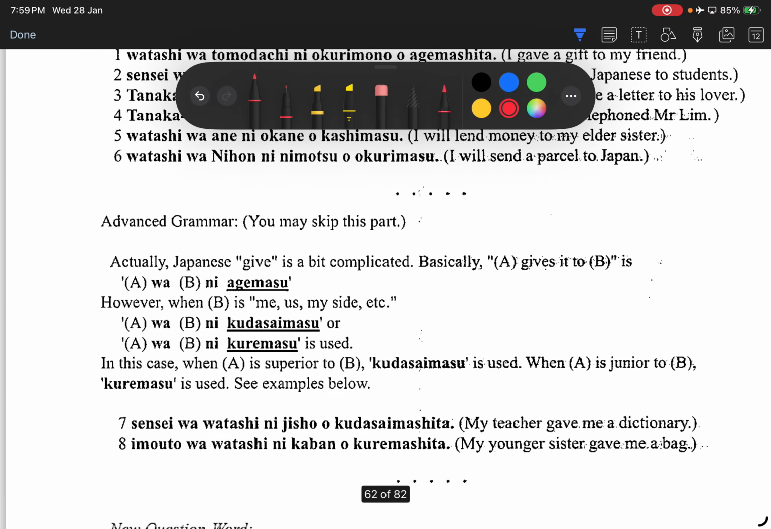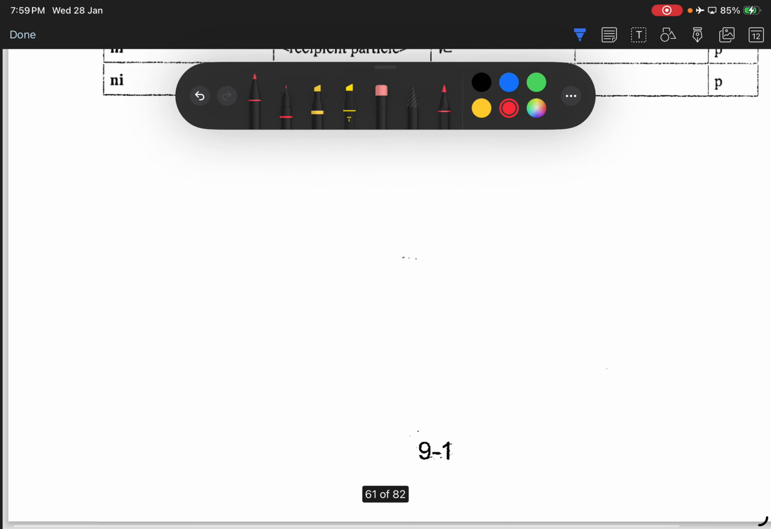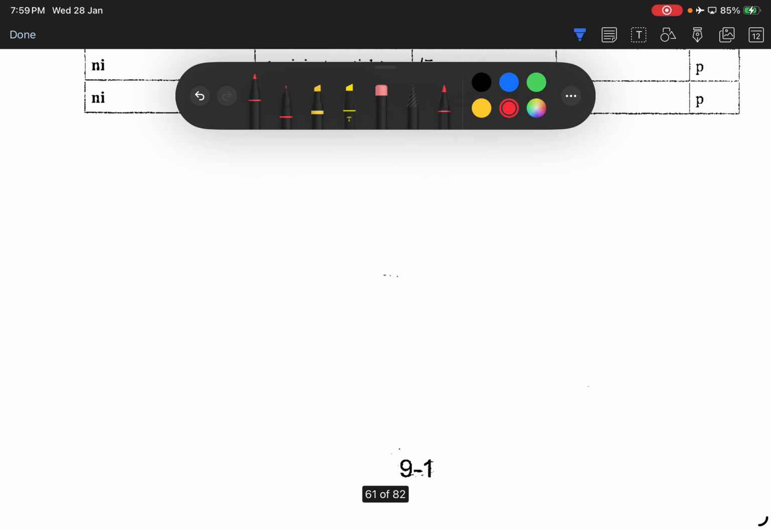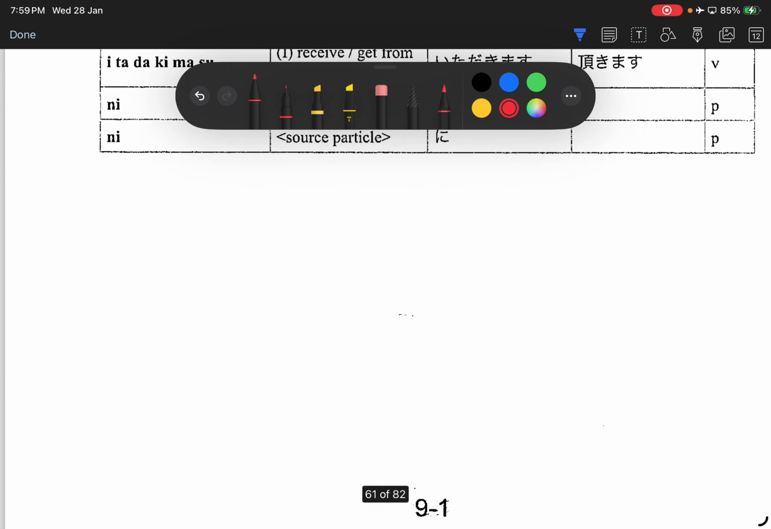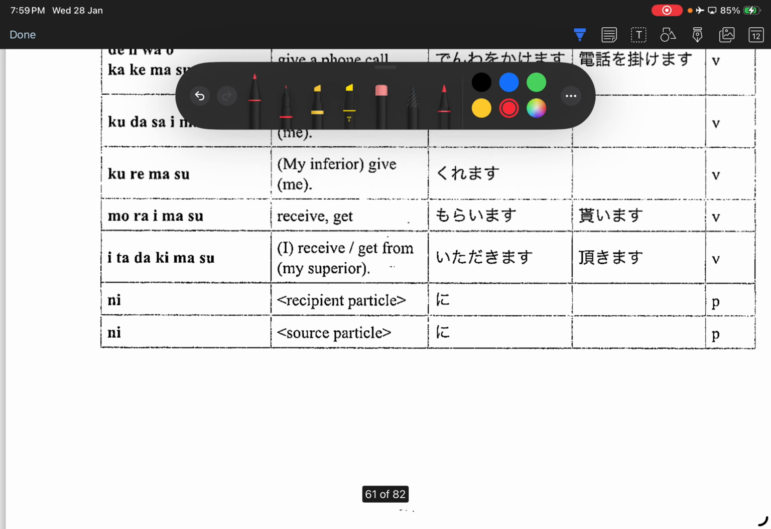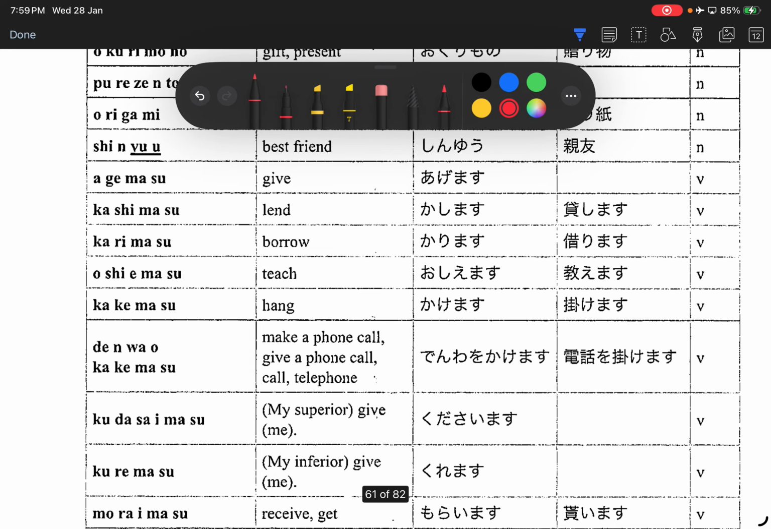Before we go on to the next part, this giving and receiving is a little bit complicated. Because you can see in the vocabulary list, they say kudasaimasu is my superior gift to me. Kuremasu is my inferior gift to me. Then we look at the agemasu at the very top, it says give. So what is the difference? There are 3 give over here. Alright, so let me just explain them.